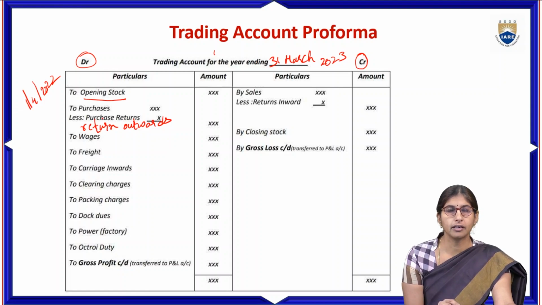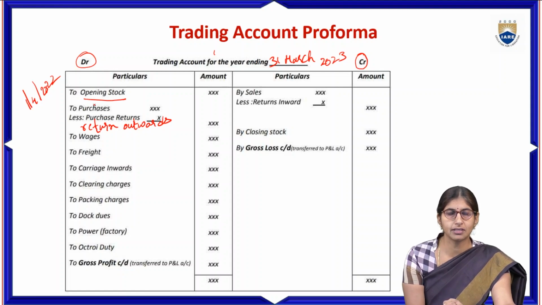Purchase returns are like this: sometimes goods can be damaged due to transportation or due to some other reasons. They may be damaged, or sometimes spoiled in transport, so those goods can be returned back. Purchase returns are also called return outwards, because we are returning the goods outwards.